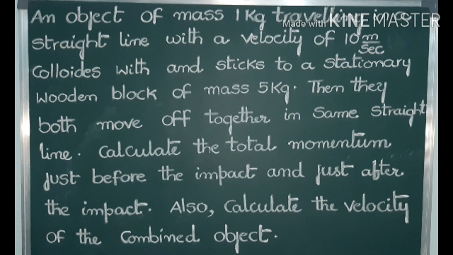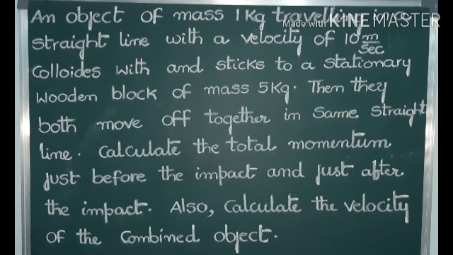And problem number 3. Observe problem number 3. An object of mass 1 kg traveling in a straight line with a velocity of 10 meter per second collides with and sticks to a stationary wooden block of mass 5 kg. Then they both move off together in the same straight line. Calculate the total momentum just before the impact and just after the impact. Also calculate the velocity of the combined object.